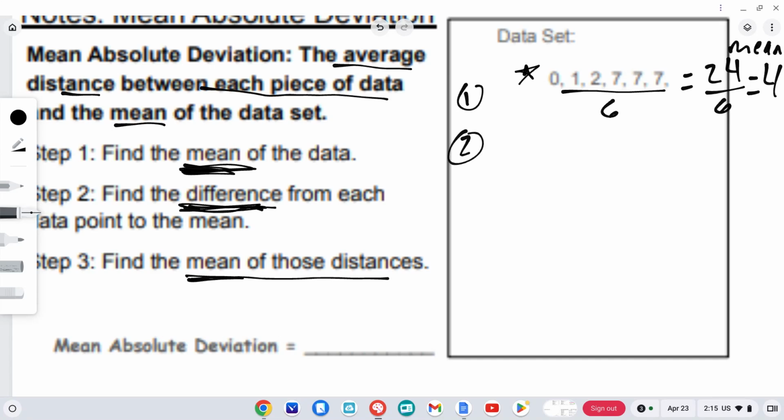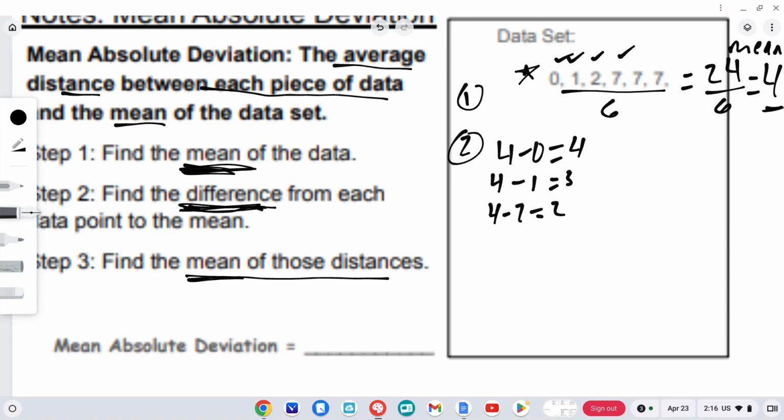Step 2, remember this is all about distance, trying to figure out the distance from our original numbers to the mean. So I'm just going to make a list of what numbers I had already, and I'm going to be taking away 4. And I can always go in normal subtraction order, bigger number minus smaller number. So I'm just going to start with that first one, 0. 4 minus 0. Well, that's still 4. Then I go to the next one, number 1. Okay, 4 minus 1 is 3. Then the next one, 2. 4 minus 2 is 2.